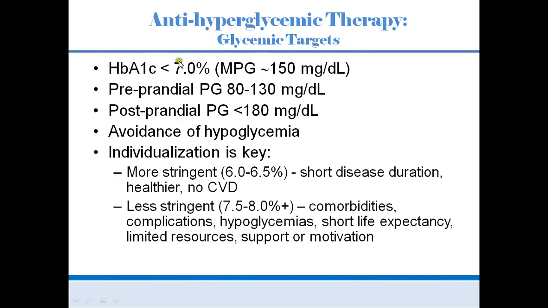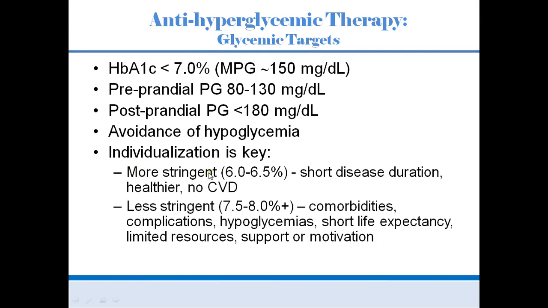HbA1c should be less than 7, preprandial glucose should be 80 to 130, postprandial should be less than 180. So before meal or fasting should be 80 to 130 on treatment, and after meal it should be less than 180. We have to keep it in a way that there is no incidence of hypoglycemia. Whenever there is hypoglycemia, we have to loosen the control on the glucose. This treatment has to be individualized. It depends on patient to patient.